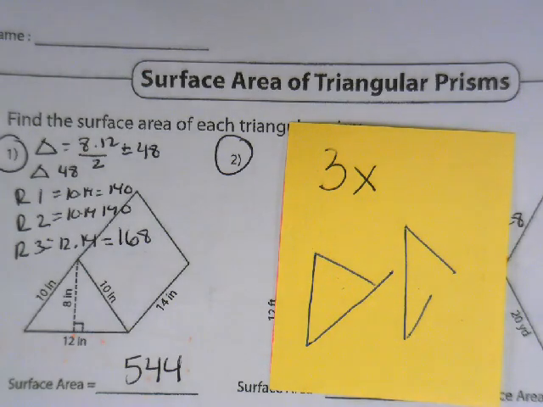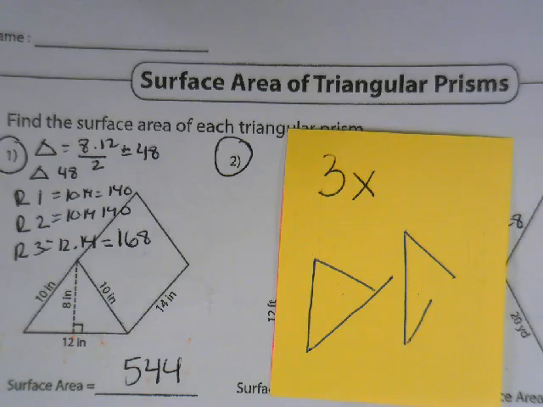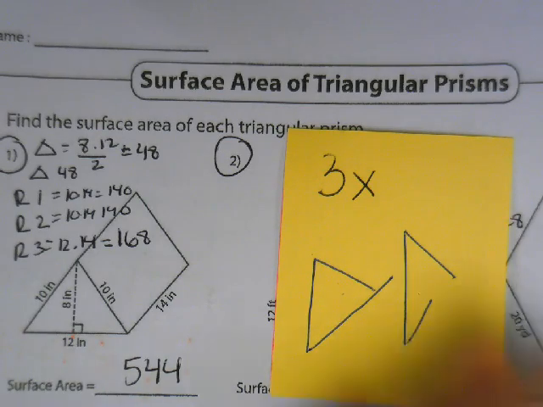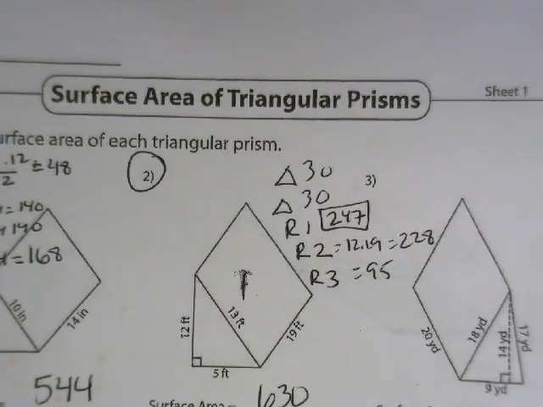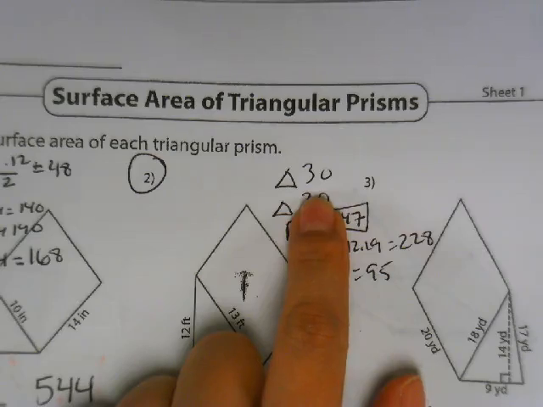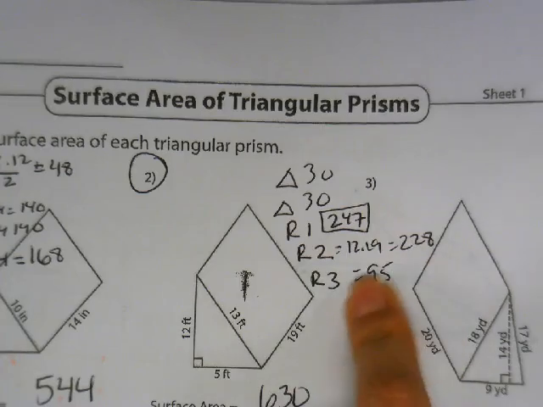All right. So, Gio, what'd you get for number 2? Okay. Jade, what'd you get for number 2? I haven't written it down yet. Okay. That's not okay. Bruce, what'd you get for number 2? I had the same thing. Okay. All right. So number 2, 630. Triangles are 30 and 30. Rectangle 1 is 247, 228, and then 95.